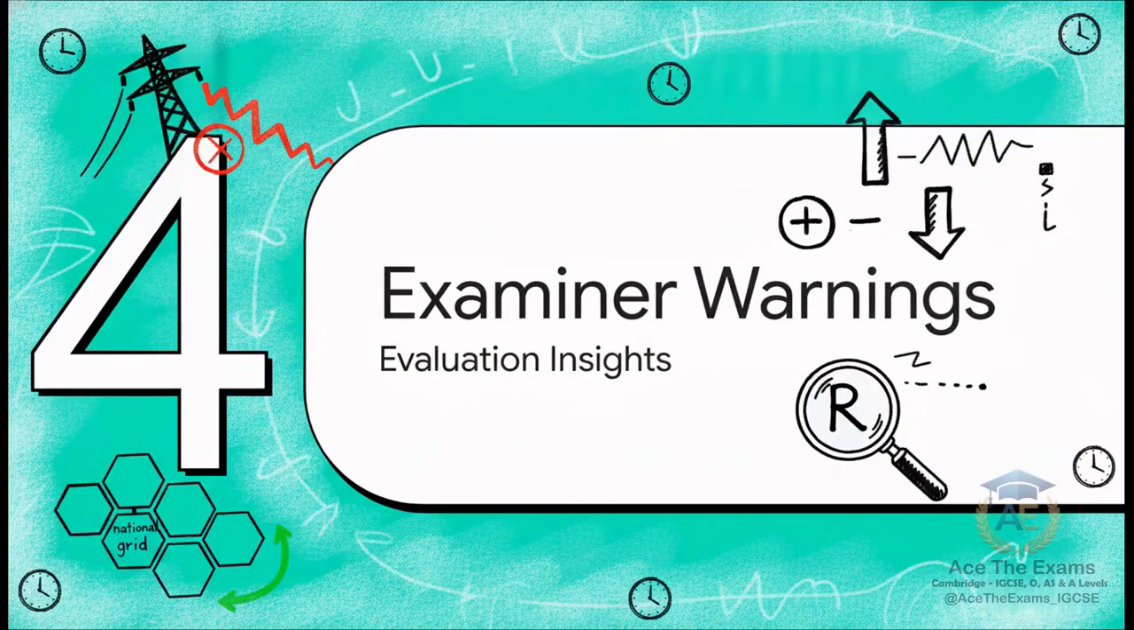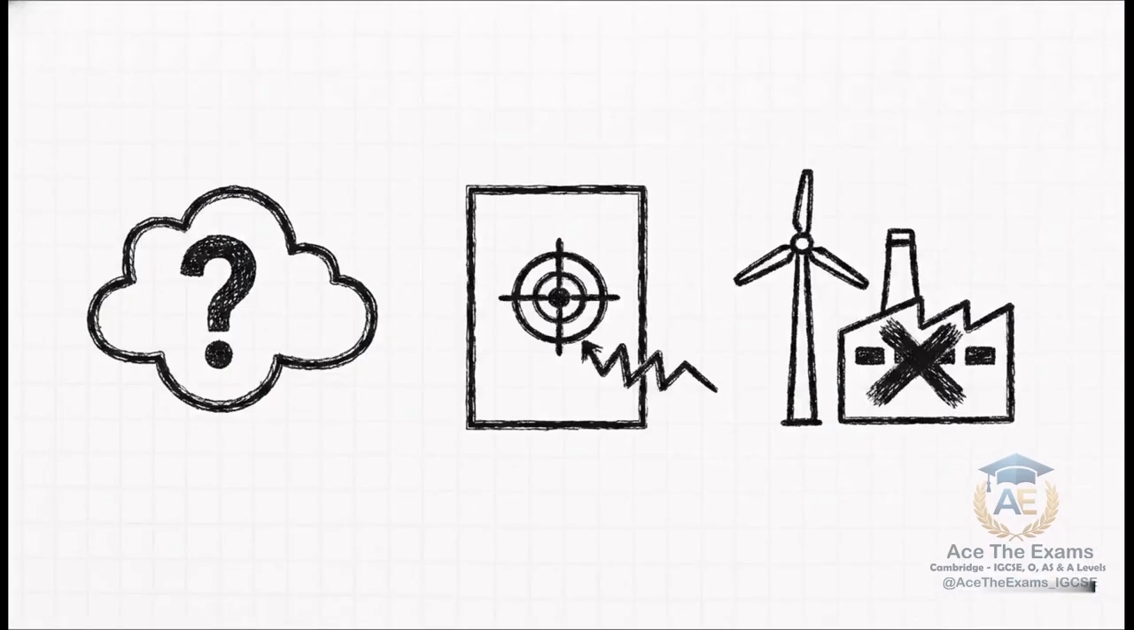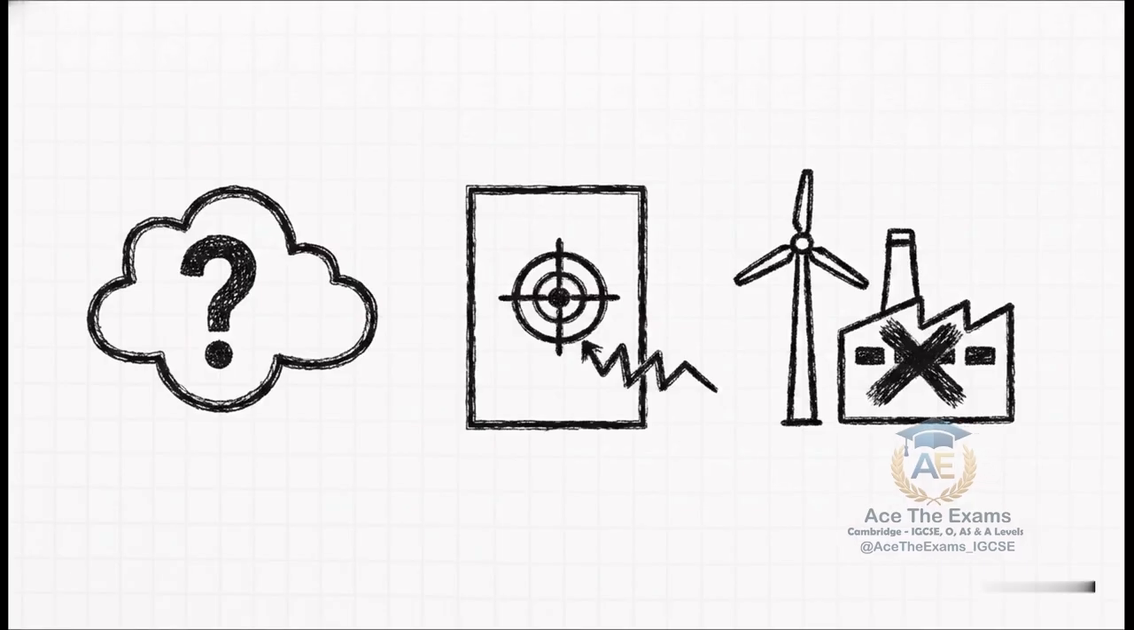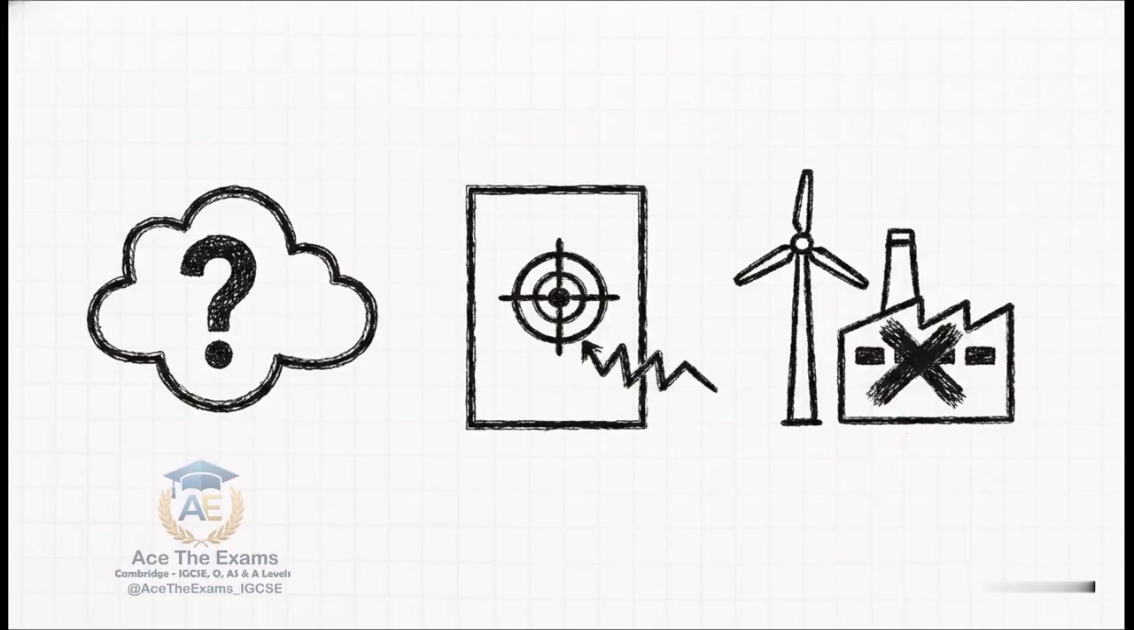Section 4. Examiner Warnings. Let's dive directly into the critical pitfalls. The principal examiner reports are essentially the ultimate cheat code, and they practically scream the exact same top 3 mistakes at us year after year. Let's establish our final system here. Rule 1 is command word decoding, which we've covered. Rule 2 is Peel framework application. Now let's look at why students fail to apply it.